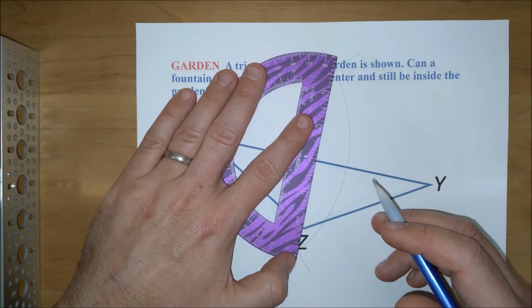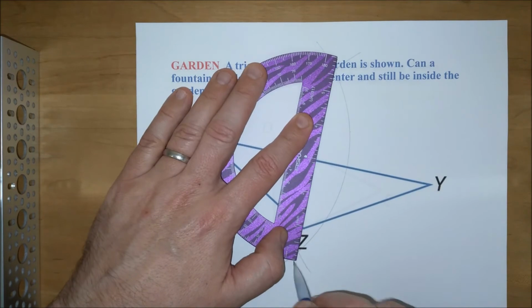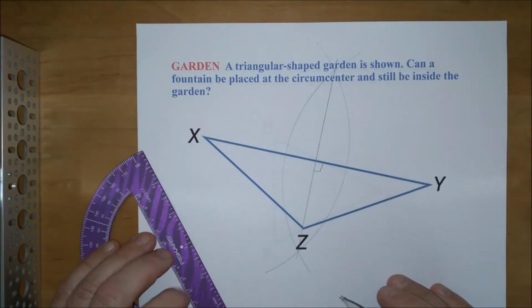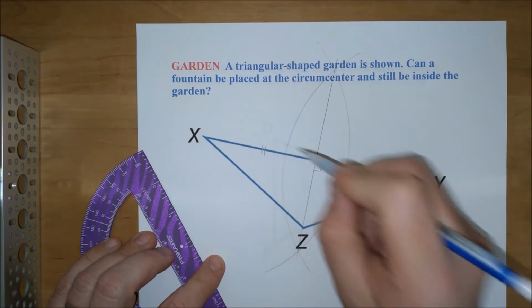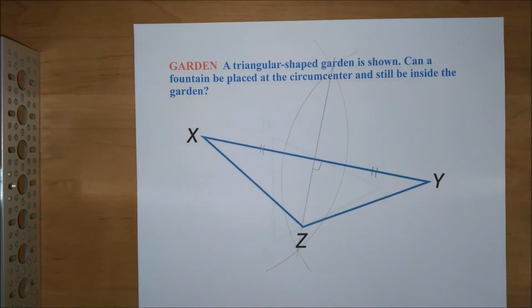I'll do one here with a compass, and then we'll do one with a protractor. So you can see here, this is the perpendicular bisector of side XY. Let's give that 2 slashes, okay? Let's construct the other perpendicular bisectors.